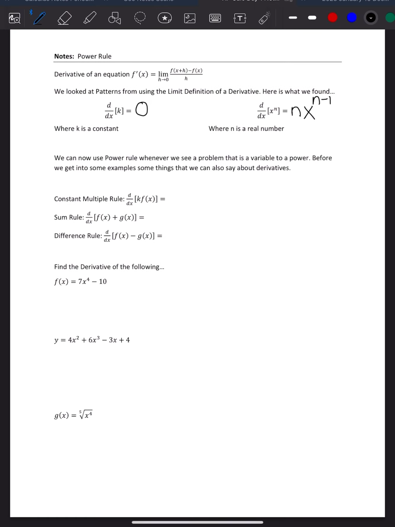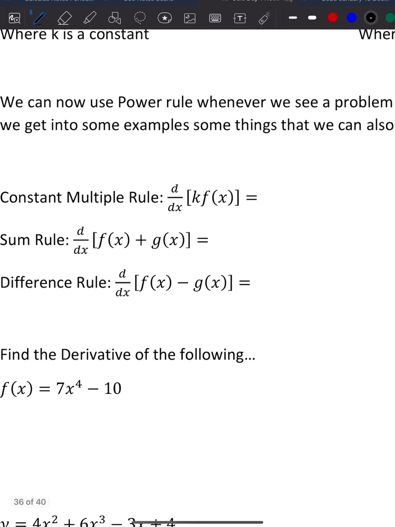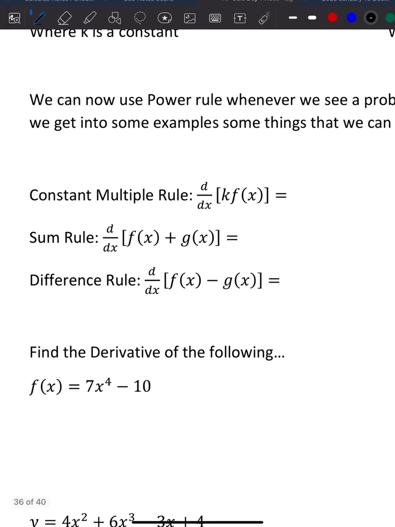The other thing that we need to keep in mind is that there are some rules that we take a little bit for granted, but we need to define them anyway. So we have the rule of constant multiples. If k is a constant number, then our derivative would just be k times the derivative.